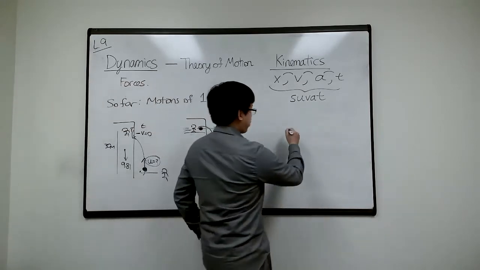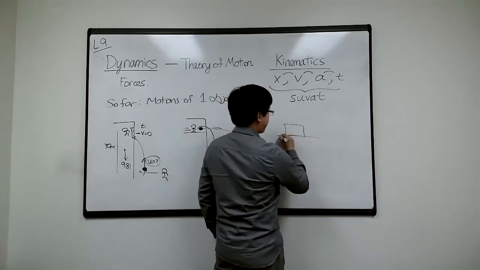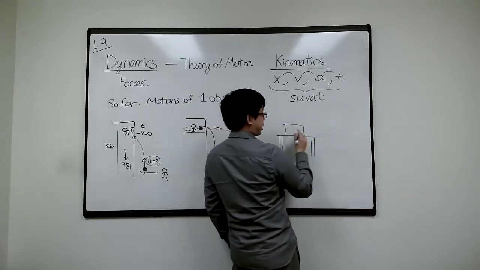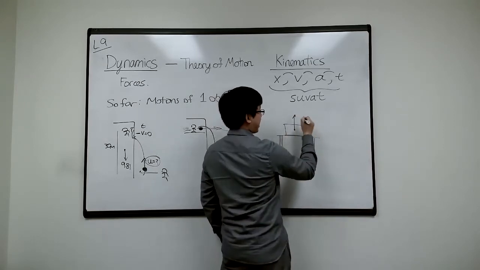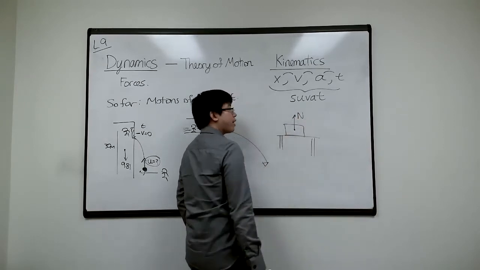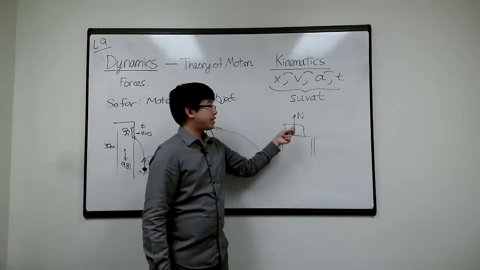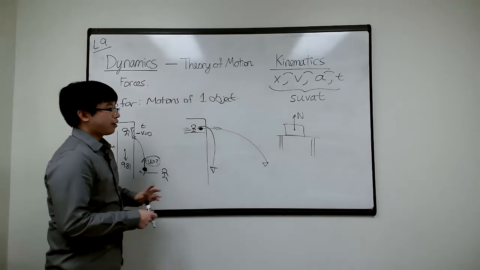So for example, we have a little bit of them already. If I put a box on a table, right? So obviously the table is in contact with the book. So there's a normal force pushing the book. So if I am interested in the book itself, then the book will feel that.